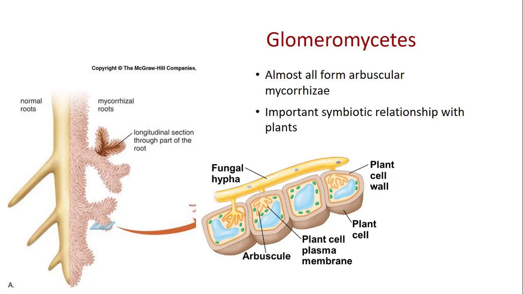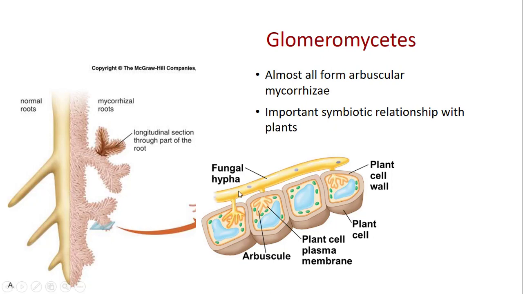And the way it helps, if you pay attention, is by increasing the surface area of that root. Increasing the surface area of the root allows the root to absorb more water and more nutrients than if that root did not have an association with the mycorrhiza.